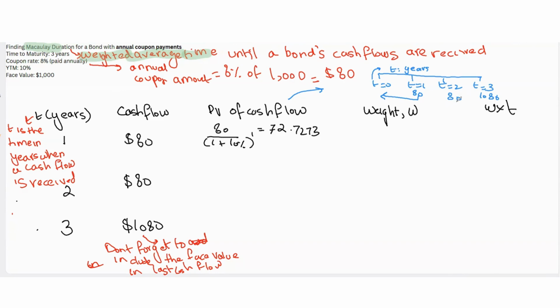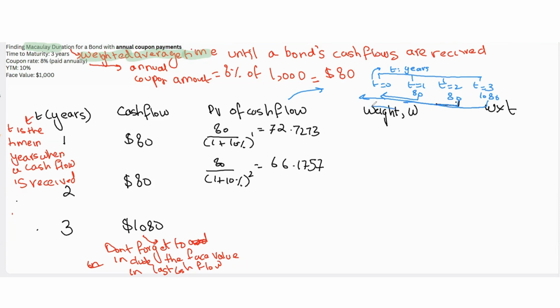Then similarly, we do it for T is equal to 2. The cash flow at T is equal to 2 has to be discounted by 2 years. So this will be 80 divided by 1 plus YTM power 2, which would be 66.1157.